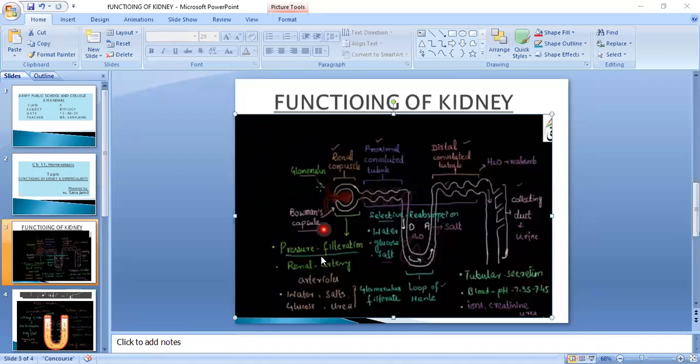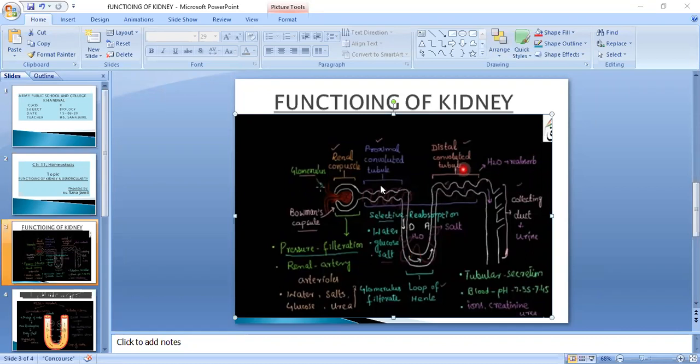And after that, it is known as the glomerular filtrate. As it is filtered by the glomerulus, now it is known as the glomerular filtrate. Okay, this was the first step, that is known as the pressure filtration. The next step is the selective reabsorption that takes place here in these renal tubules.